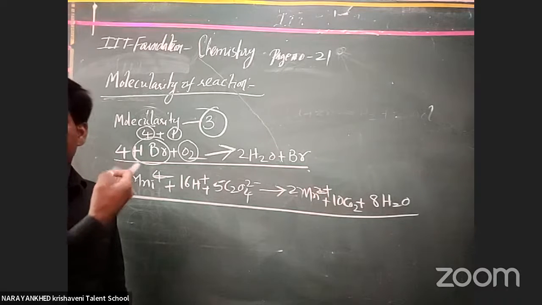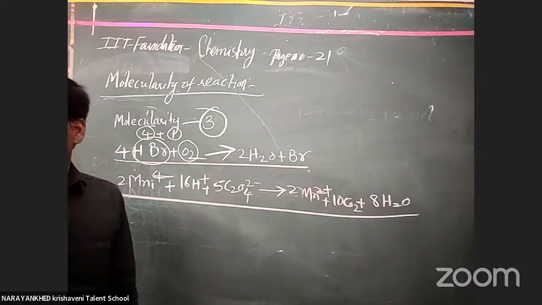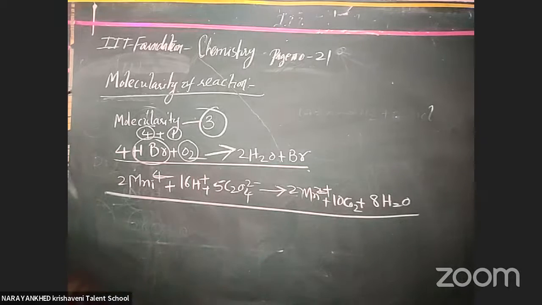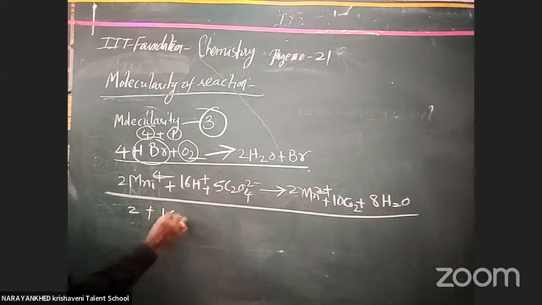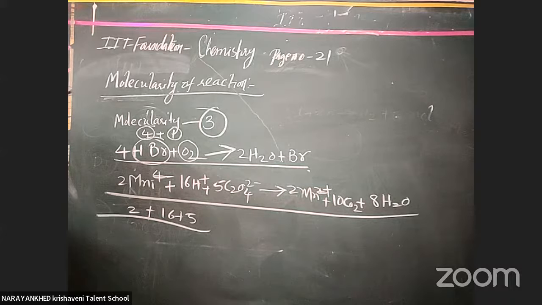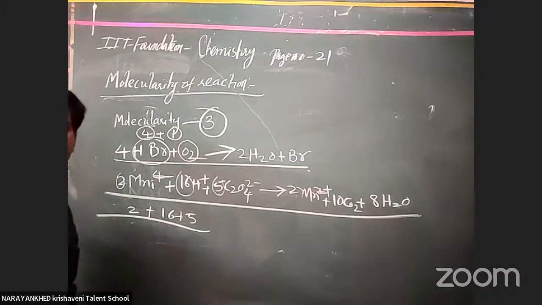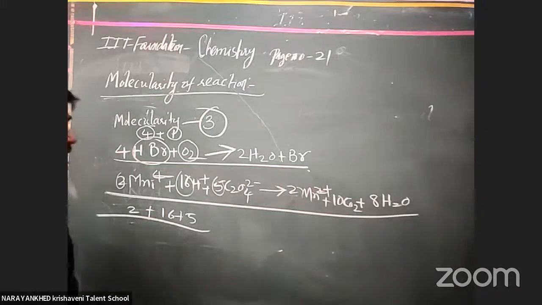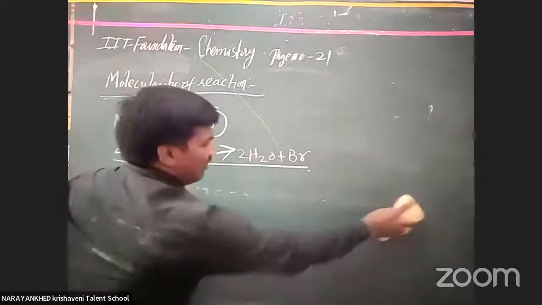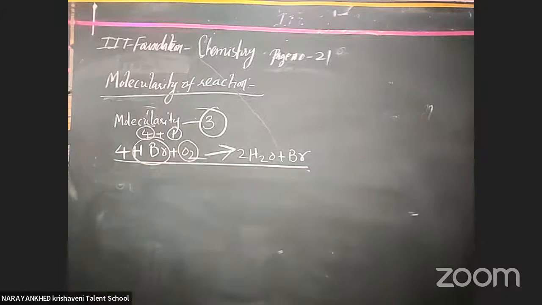The reaction is not going in a single step. For the second equation, how many are there? 2 plus 16 plus 5, that is 23 molecules. It is 16, 5, 2. What is the molecularity? It is 23. But it is not like that. This molecularity is not 5. How is it? Now, one second.